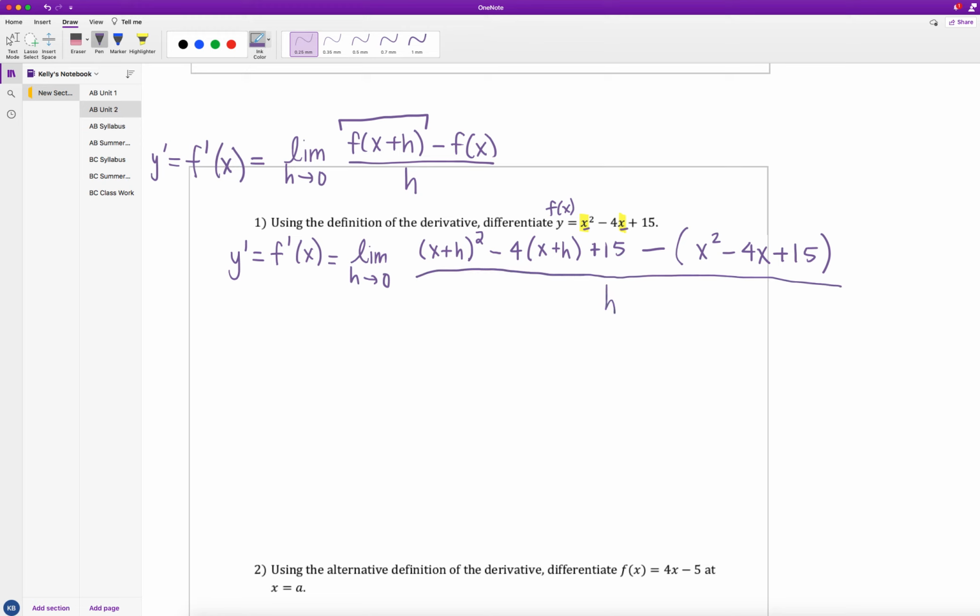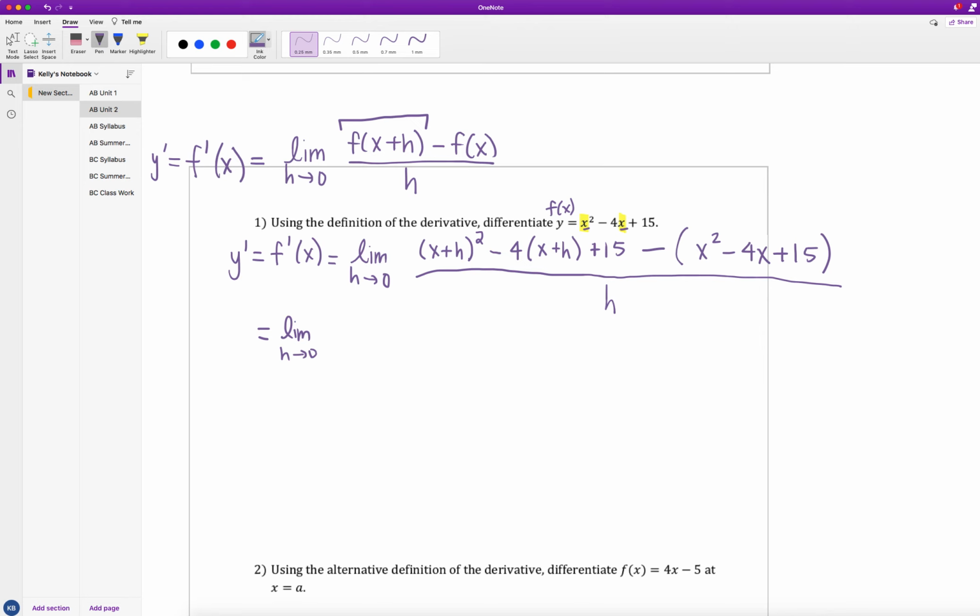So that's our setup. Now from here, we're going to play a simplification game. I'm going to want to multiply out and combine like terms as much as I possibly can. I can't take the limit yet, because right off the bat, if I were to sub in 0 for h, I'd be dividing by 0, which is going to give us an issue. And on top, if I substitute in 0, I'd actually also get 0. So I have an indeterminate form there of 0 over 0, which means I need to do some type of algebraic manipulation to be able to solve this limit.